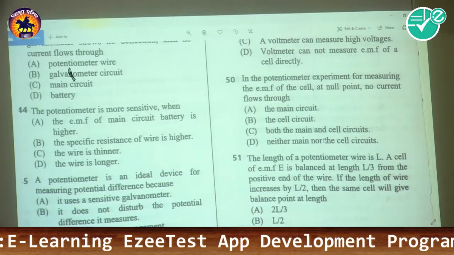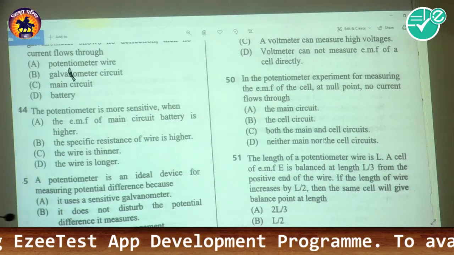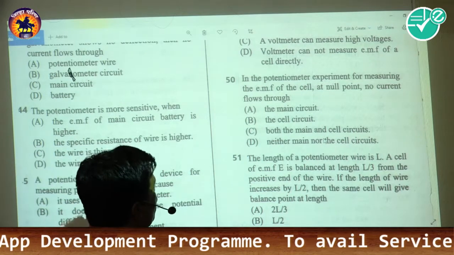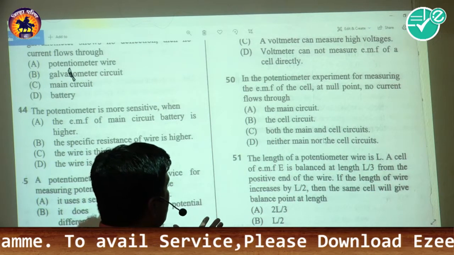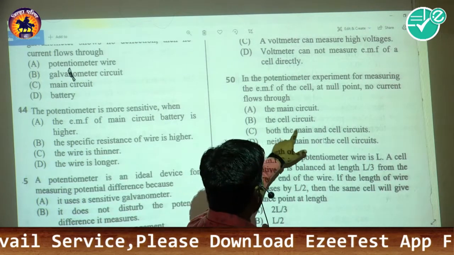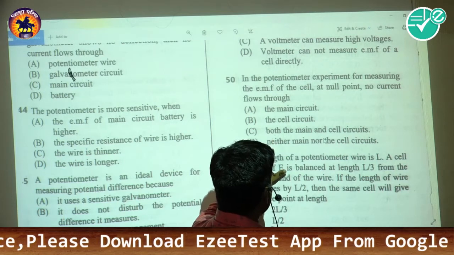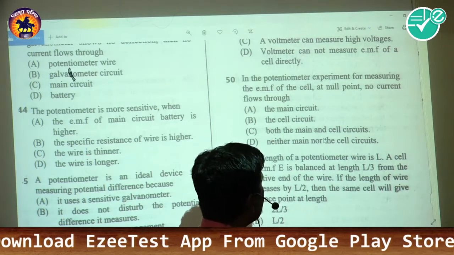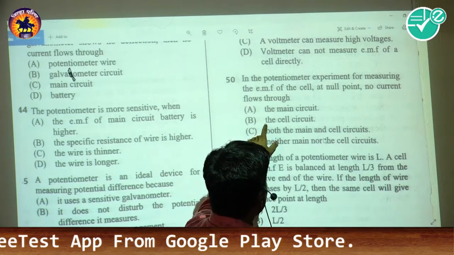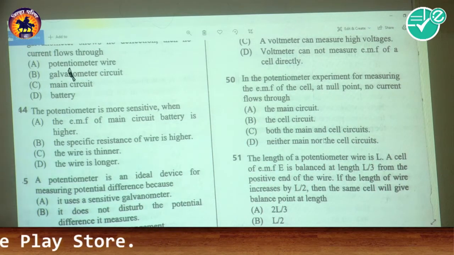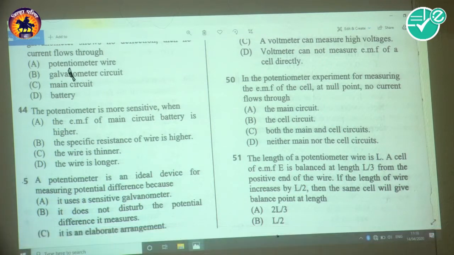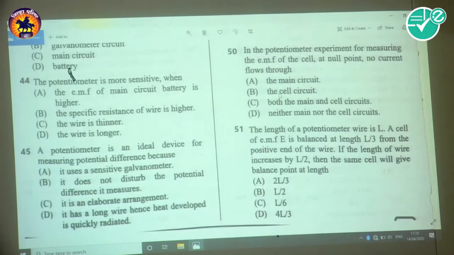In question number 50, it is asked that in the potentiometer experiment, for measuring the EMF of a cell at null point, no current flows through: the main circuit, the cell circuit, both the main and cell circuit, or neither the main nor the cell circuit. So the cell circuit is the correct option, because when the null point is obtained, there is no current flow through the experimental cell circuit. After that, we will move towards question number 51. Question number 51 is a very conceptual question.